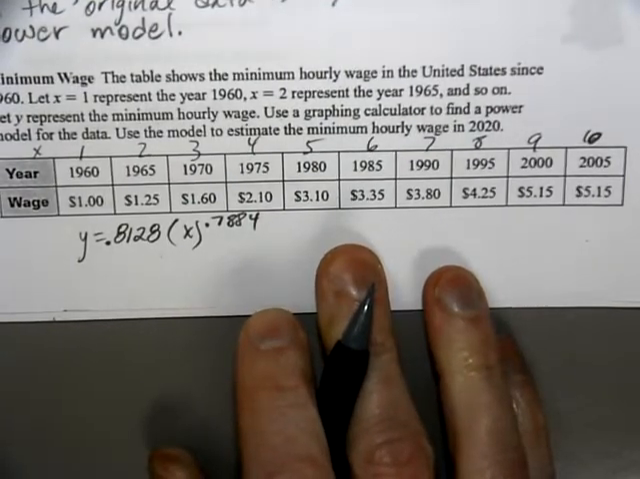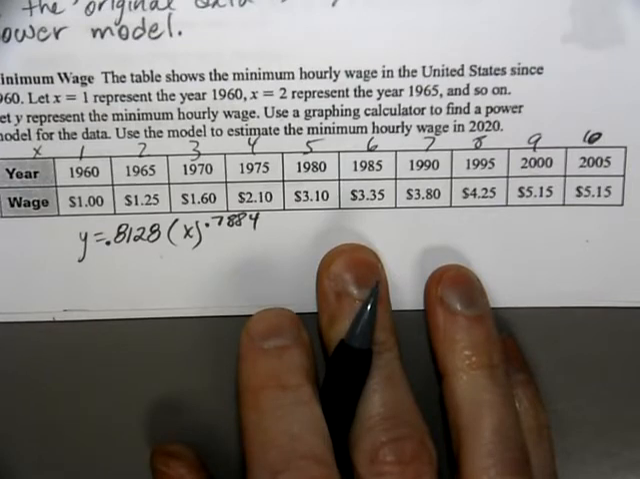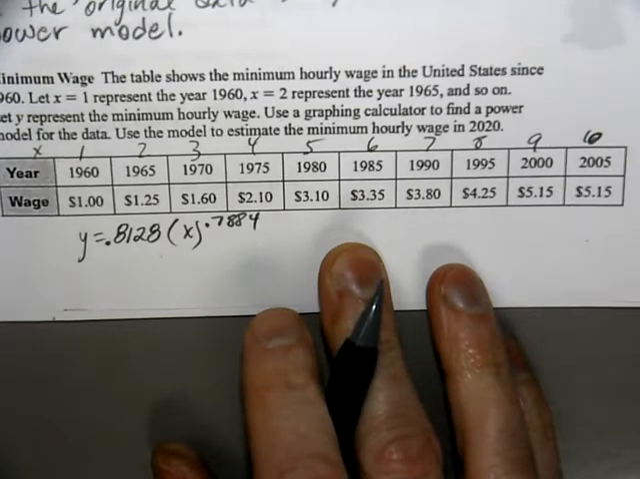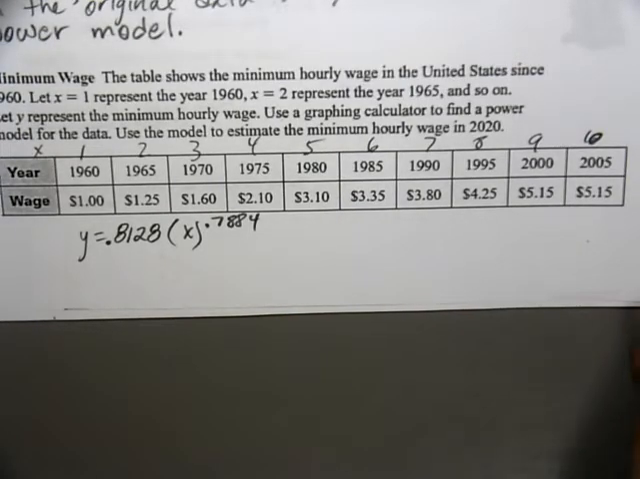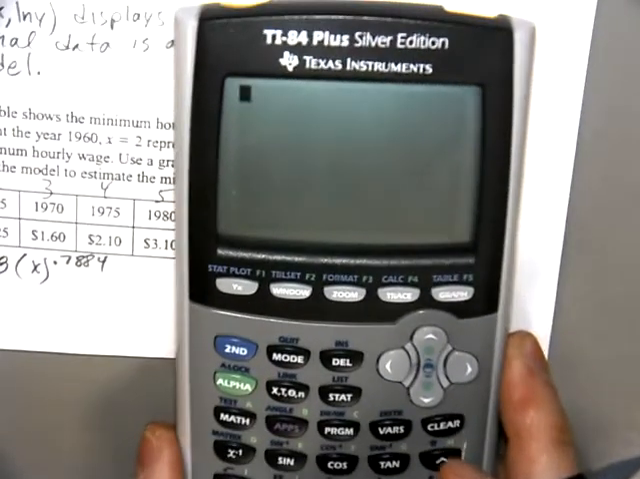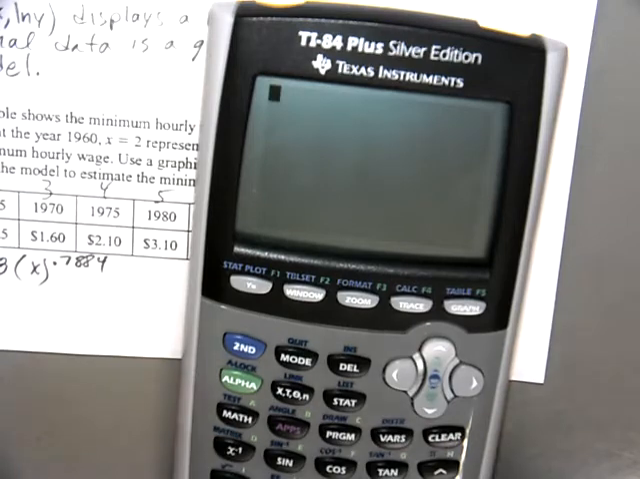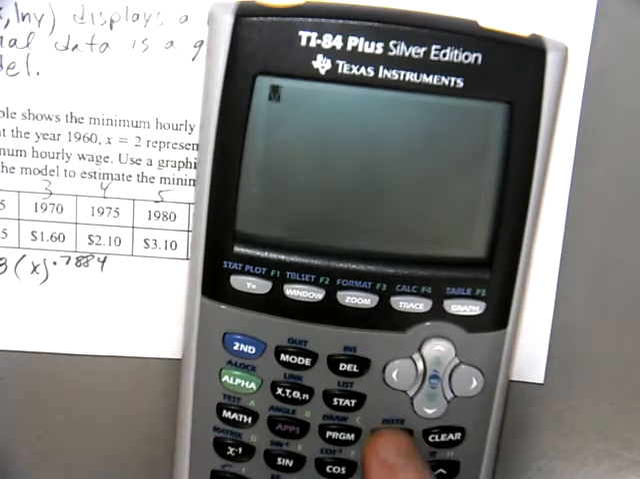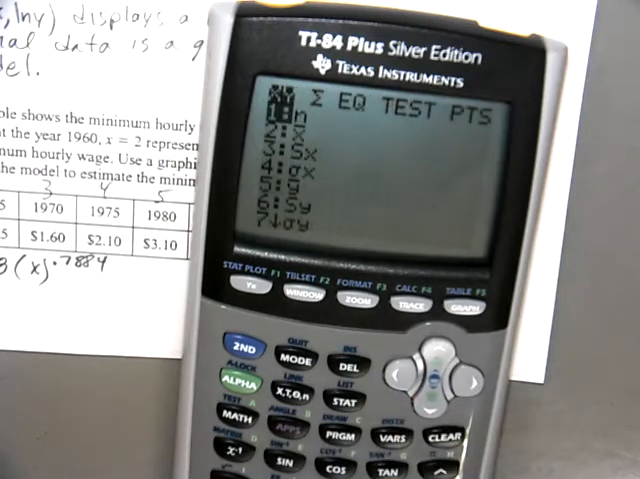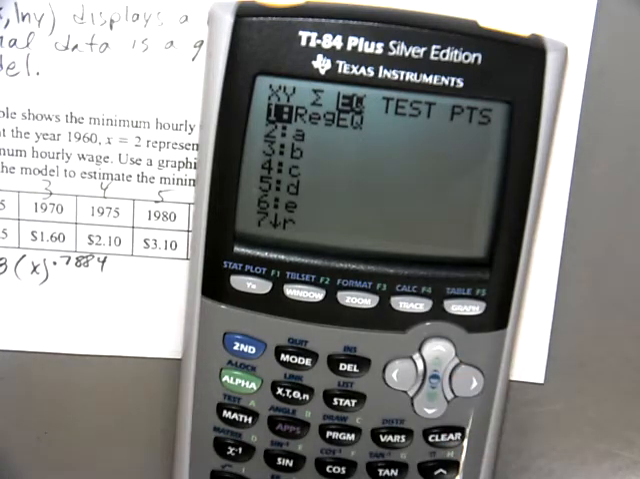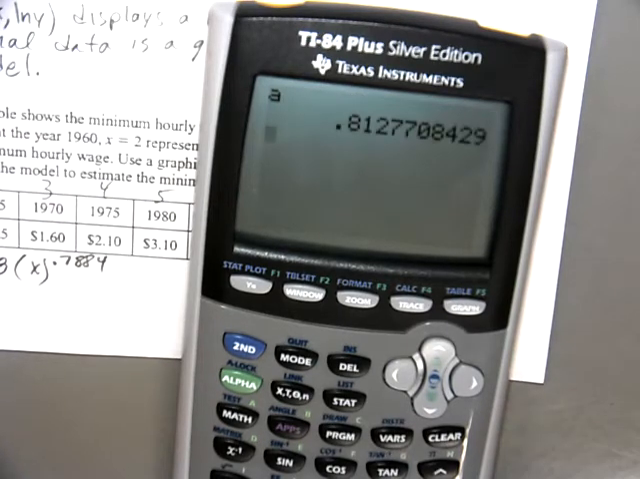Now what it wants us to do is figure what's going to happen out in the year 2020. Well, we're getting closer and closer to that, aren't we? So we're going to take this. I think this might be more information than what you care to see, but if you go to VARs, down to Statistics, over to Equation, you can find those A and B values. So we can get our A, which is exactly that.